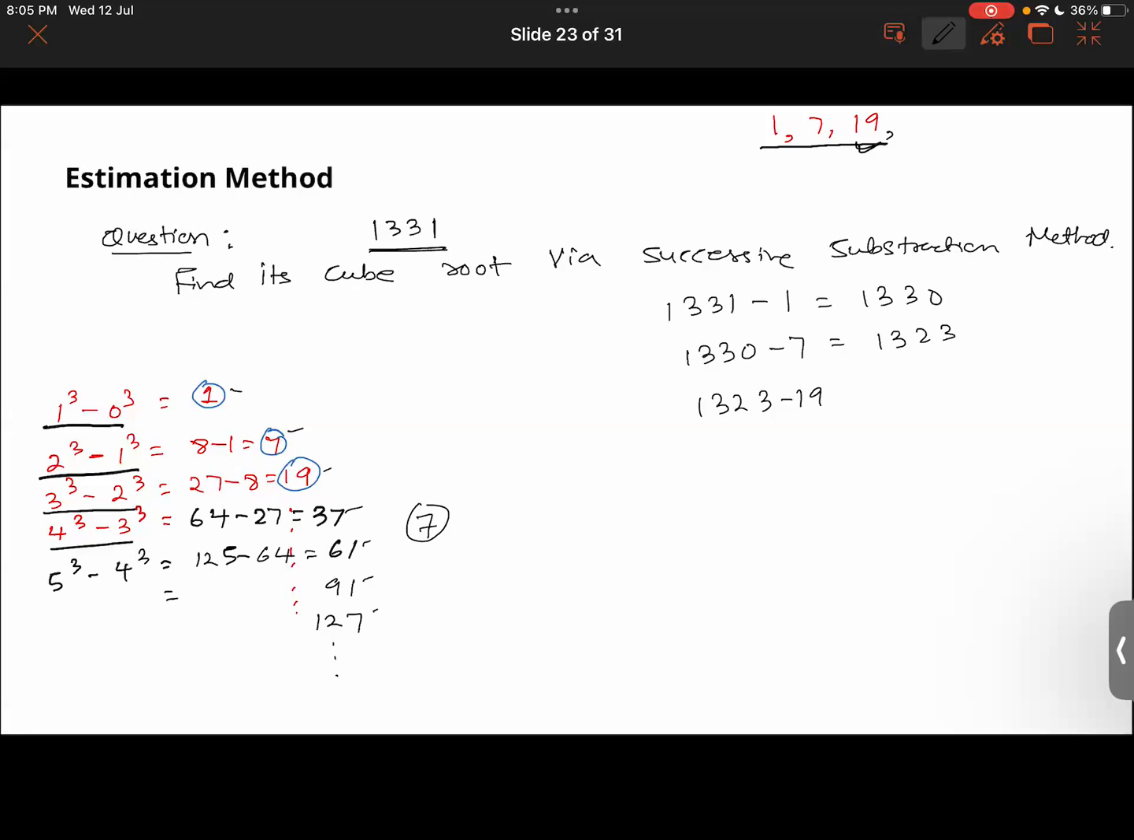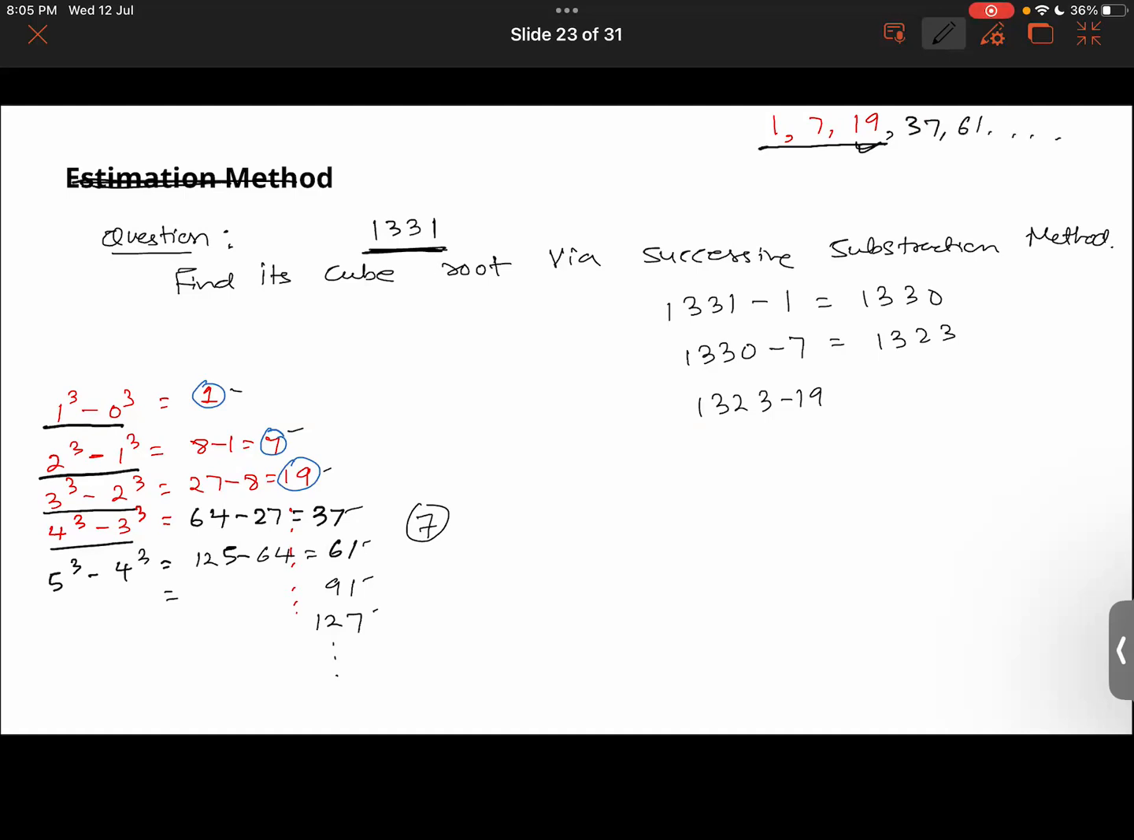Yes, some confusion, sir. It's a bit confusing. Okay, look, let's keep it simple. We were basically talking about the successive subtraction method. So you need to keep on subtracting certain numbers from this 1331. The numbers are like this: 1, 7, 19, 37, 61, and so on.